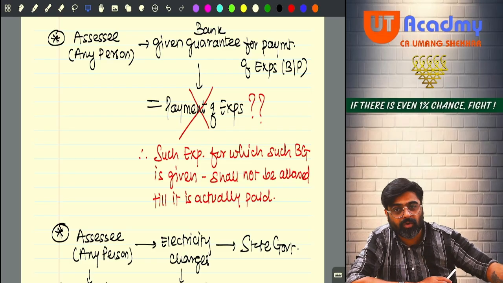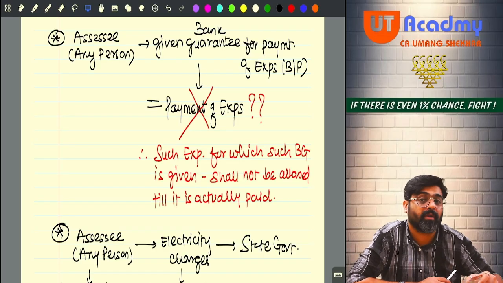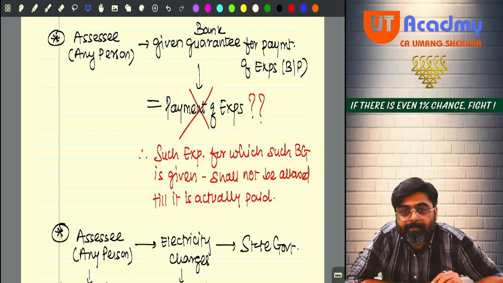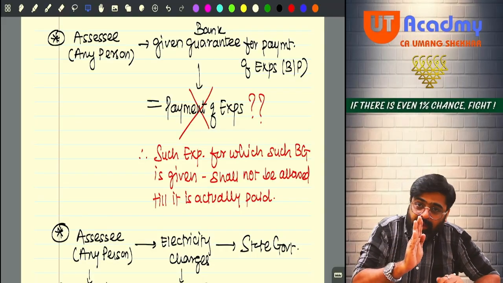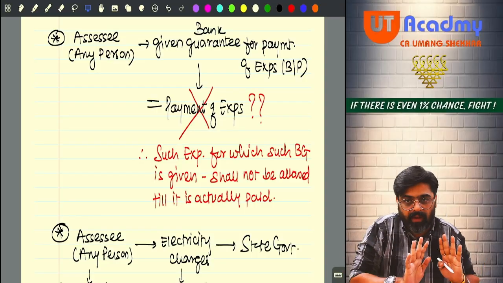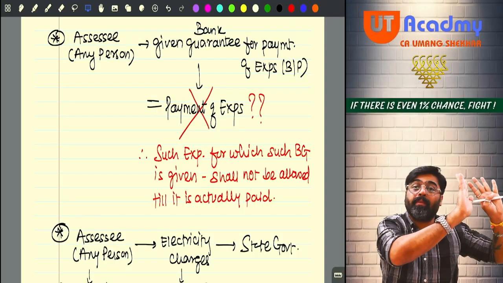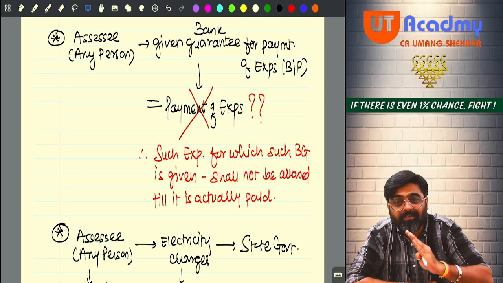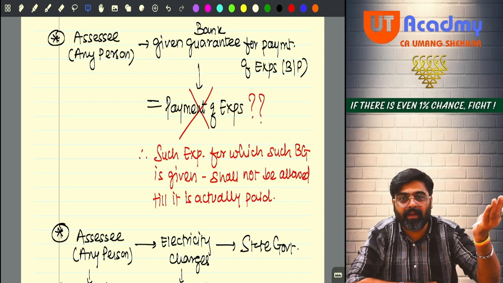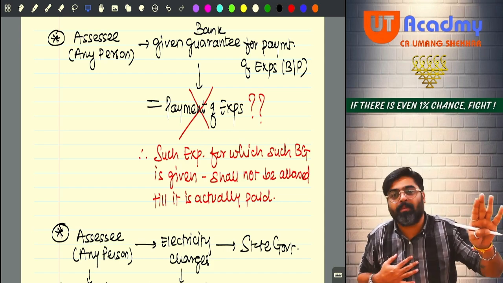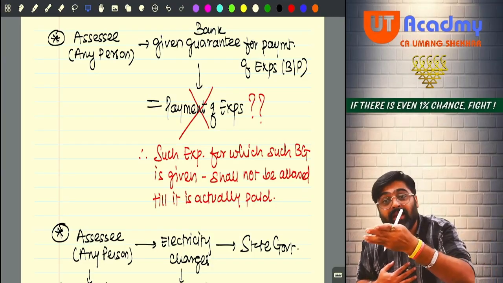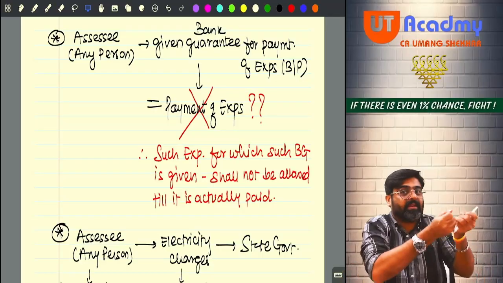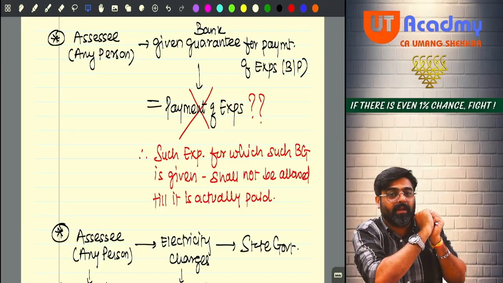Is he making actual payment or is he giving a bank guarantee for the payment? Giving the bank guarantee to the opposite party, saying that if I fail, don't worry, my bank has given you the guarantee, bank will pay, is not the payment of that expense. It is just giving an assurance to the opposite party that if I am not able to make the payment to you, don't worry, my bank is ready to pay you. Bank has given the guarantee, and that bank guarantee which I take from the bank, I am giving to the opposite party for that expense.